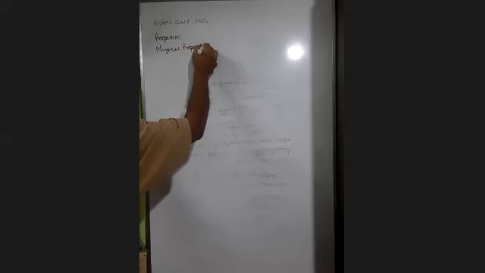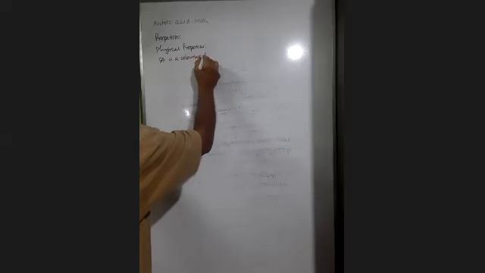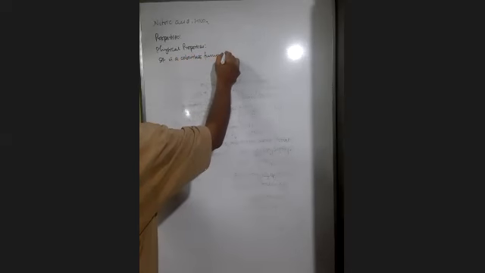All right. Now properties. It is a colorless fuming liquid. Means what? Nitric acid is colorless, but you open the bottle, you find the vapors are coming out. So it's called fuming liquid.